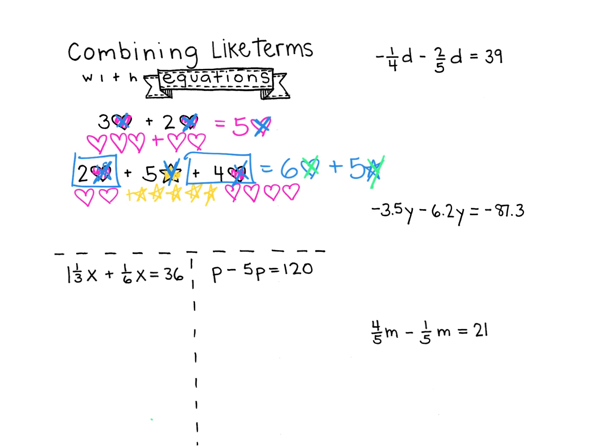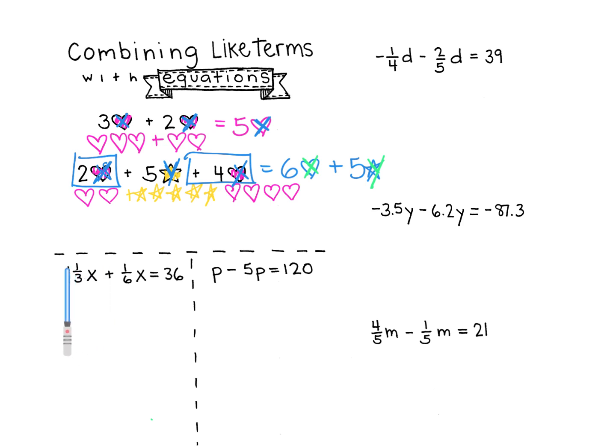The strategy that I want you to use, when you are looking at an equation and you see 2 terms that you want to combine, when we're saying combining like terms, is to draw a box around this 2 hearts or 2x and a box around this plus 4x or hearts. That's the strategy that I want you to use. Let's see what this looks like when we're solving an equation.